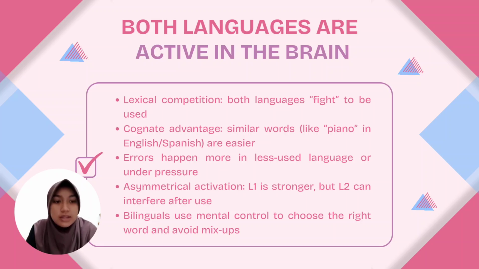Next is cognate advantage. Words that sound alike in both languages are easier to understand and use, such as English or Spanish. And then the next point is errors happen more in less used language or under pressure. People make more mistakes in the language they use less or when they feel rushed. Next is asymmetrical activation. First language is stronger, but sometimes second language can affect how we use first language, especially if we just used second language. Fifth point is bilinguals need to focus carefully so they do not mix the two languages.